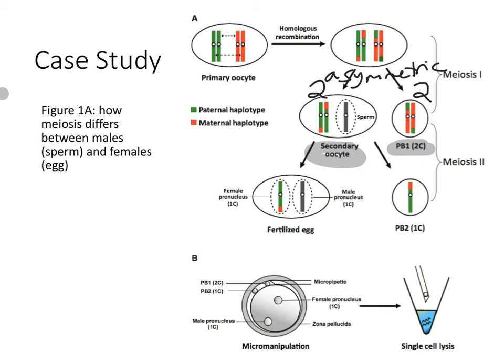What happens to that first polar body? That's the first division of meiosis, an asymmetrical division. The big one is going to be the one that produces the oocyte. The smaller cell that's a product of that first division is called a polar body. It doesn't do anything.